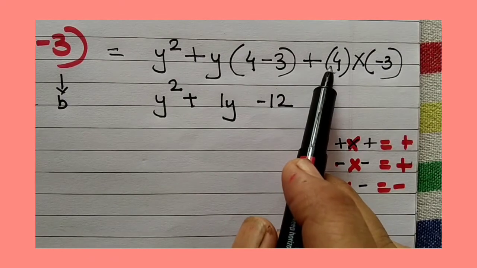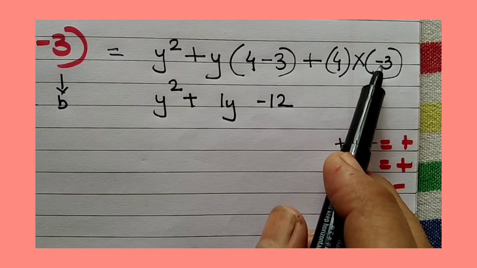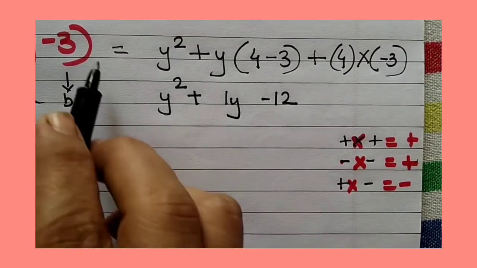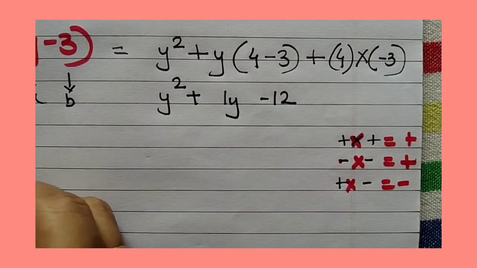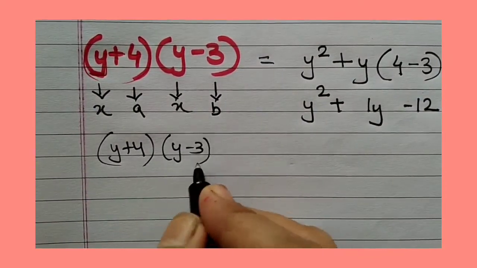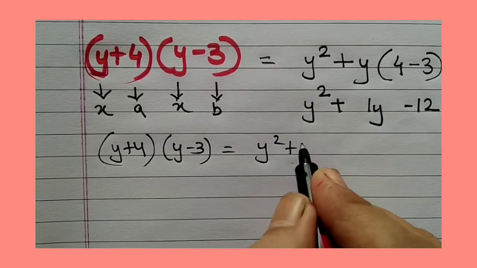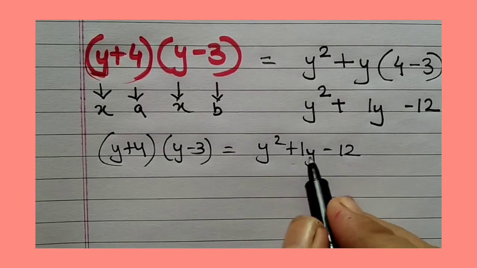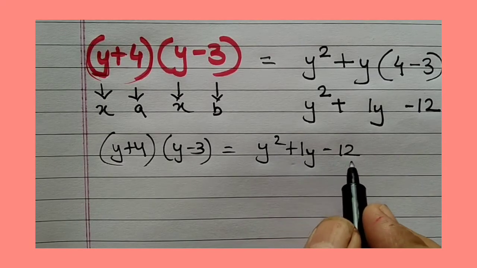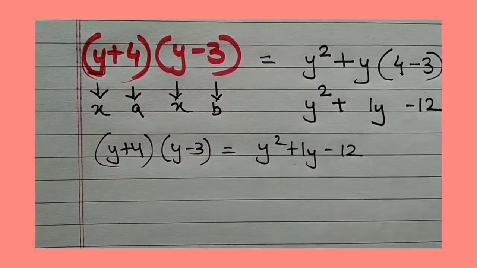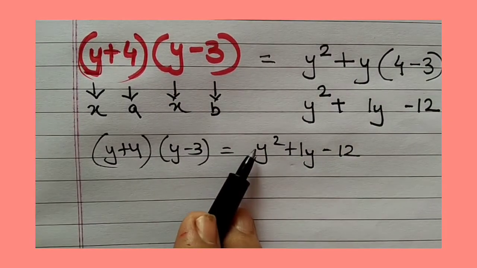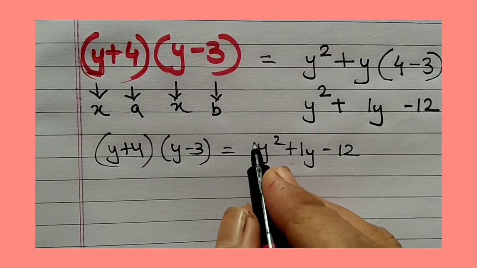So here 4 has a plus sign, 3 has a minus sign. So when two different signs are multiplied, we get a minus. So the answer for this will be y plus 4 into y minus 3 will give us y square plus 1y minus 12. This 1 if you don't write also will do. You can always write y square plus y minus 12. We don't mention the 1, but you can write this as 1y square.